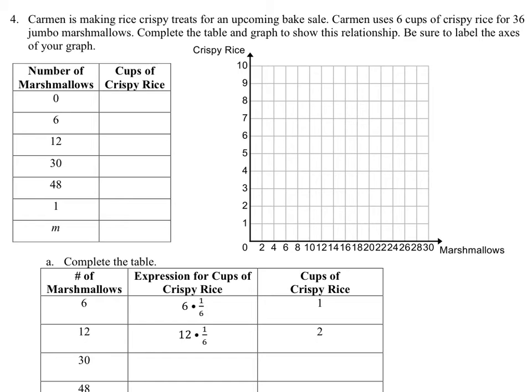All right. Well, what if Carmen uses 0 marshmallows? How many cups of crispy rice would that be? 0. That's very good. Now again, these are ordered pairs, which will go on the graph. This one specifically, 0 marshmallows, 0 cups of crispy rice, would be right here. We're not going to do that for all of them. We'll get to the graph, but let's do the table, all of it, first.